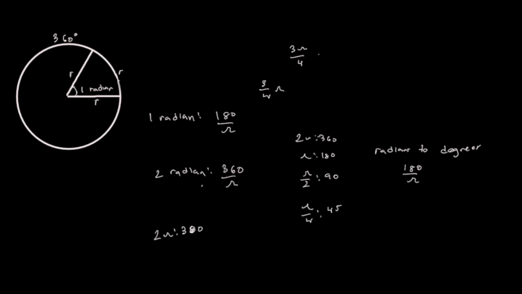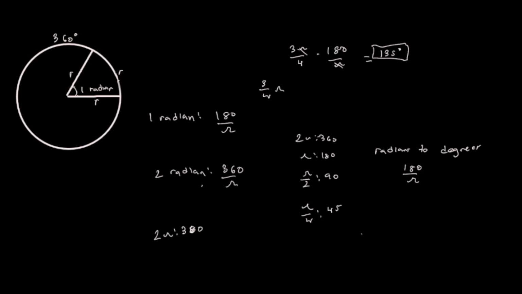So if we were to multiply this by 180 over pi, you would cancel out the pi's. 180 divided by 4 is 45. 45 times 3 is 135. So you get an angle measure of 135 degrees.